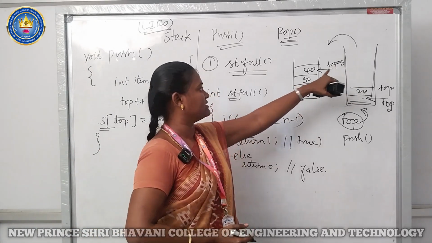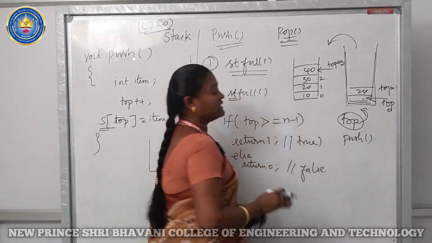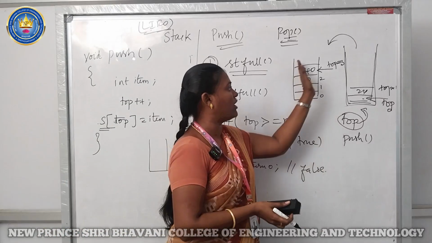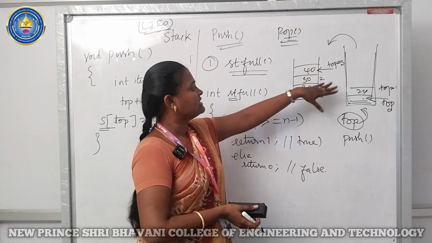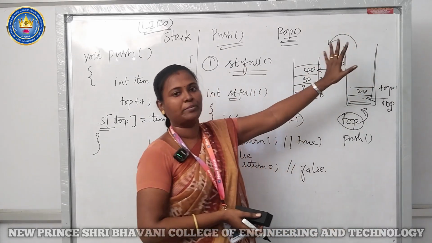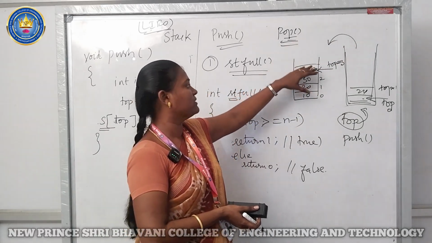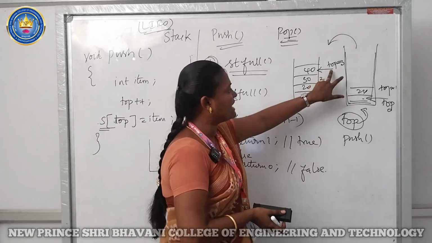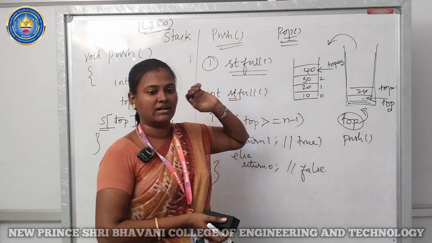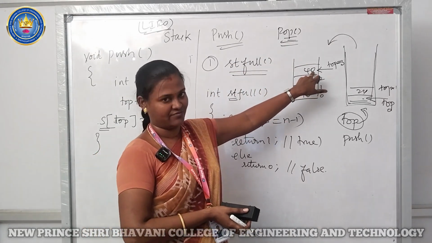That means the third location. So now, how can the pop operation be performed? The element which is inserted last can be popped first. Why? Because every operation, that means push and pop, can be performed at only one end, and that end is called the top. We said the top pointer will be at the third location, so which element is going to be deleted first? This element will be deleted first.